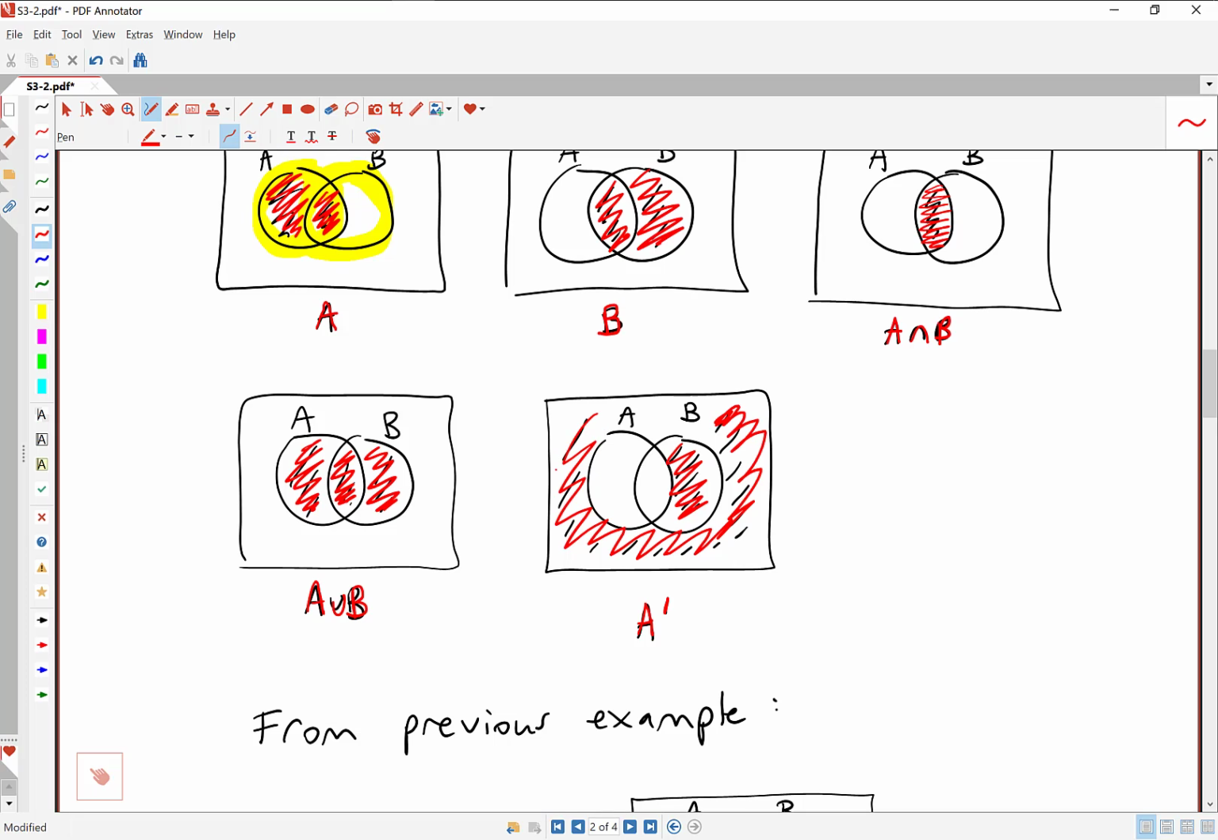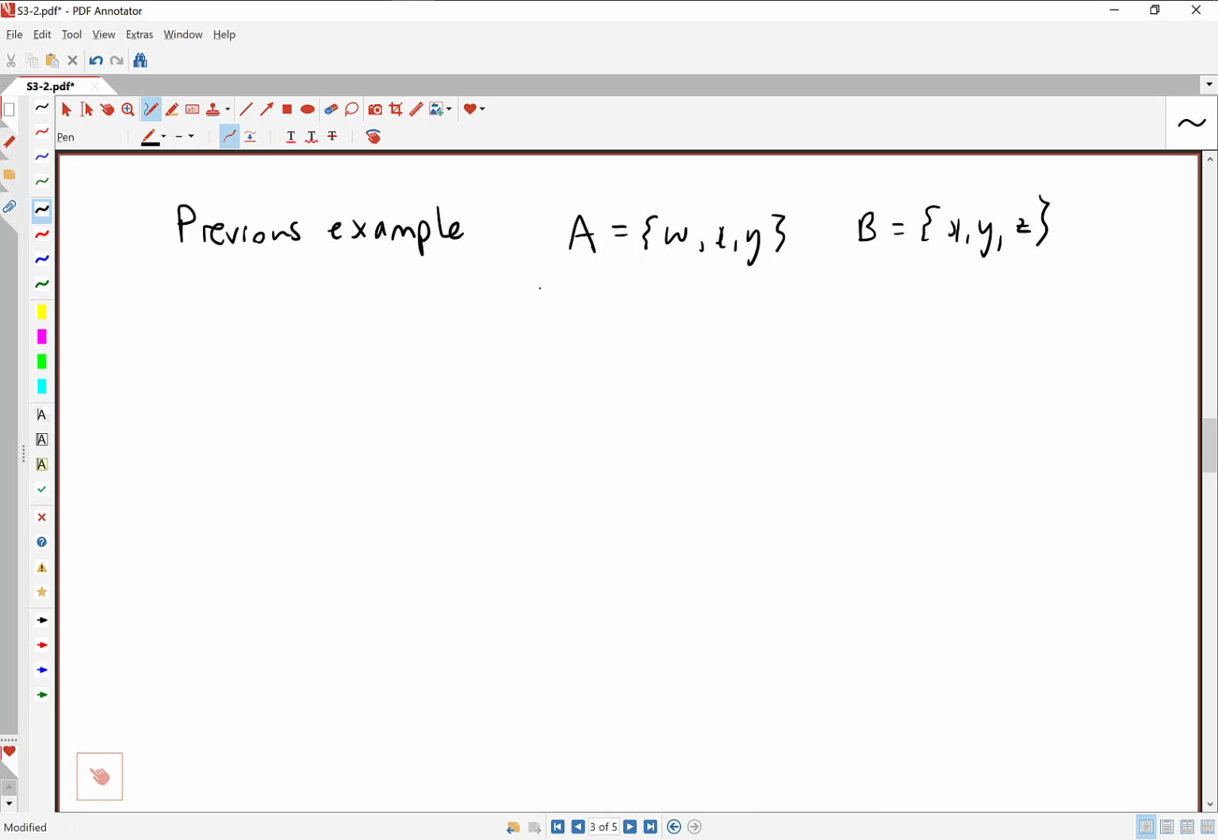So that's a way to visualize sets, and these diagrams here are called Venn diagrams. So let's use Venn diagrams to understand why the inclusion-exclusion principle should be true. Let's think back to our previous example where we had the set A equal to WXY and the set B equal to XYZ.